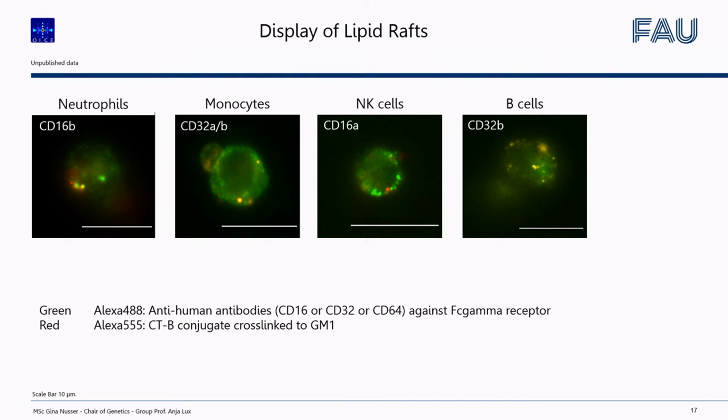So the group of Anja Lux and her student, Gina Nusser, they were interested in the display of lipid rafts on neutrophils, monocytes, NK cells, B cells. And what you see here is the normal wide field image. So in green, it's an anti-human antibody against Fc gamma receptor, and in red you see a cholera toxin B conjugate cross-linked to GM1. And as you would imagine, the resolution is not really sufficient to say, is this a true colocalization or not?